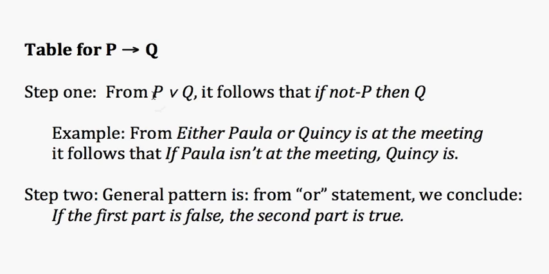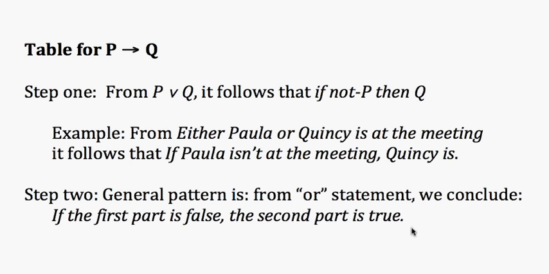Suppose you know that either P or Q, where we mean this inclusively, but as you'll see, the reasoning is pretty straightforward. From P or Q, it follows that if not P, then Q. After all, if you know that at least one of these alternatives is true and you rule out the first one, you're left with the second. So for example, if either Paula or Quincy is at the meeting, you can conclude that if Paula isn't at the meeting, Quincy is.